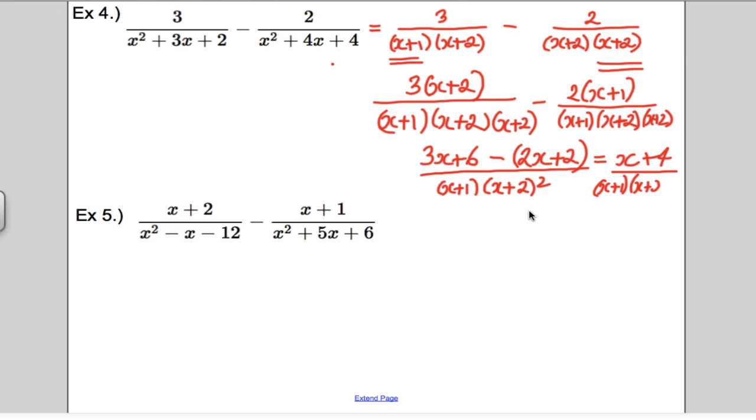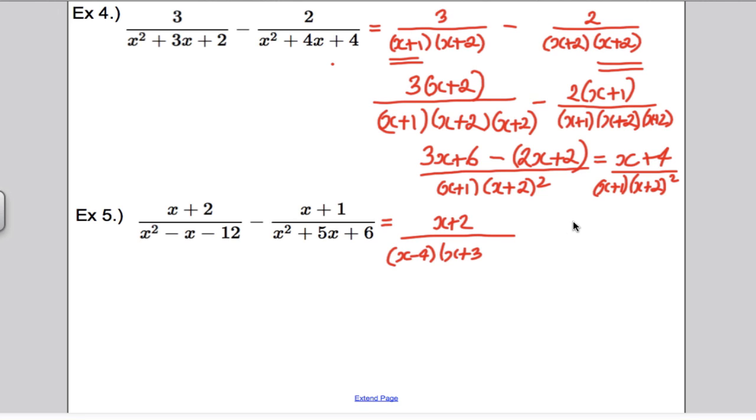And we're done. Okay, and last one, example 5. As I said, always start off by factorising. This would be x plus 2, and this here would be x minus 4, x plus 3.